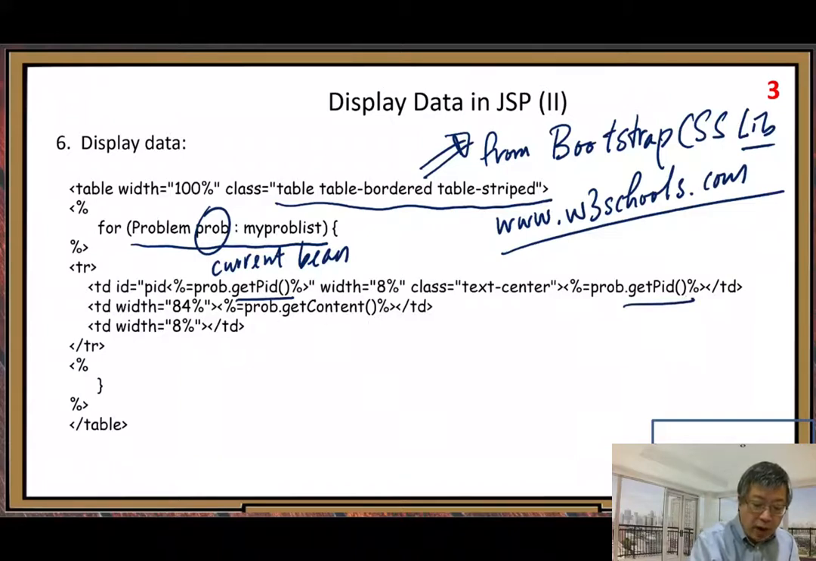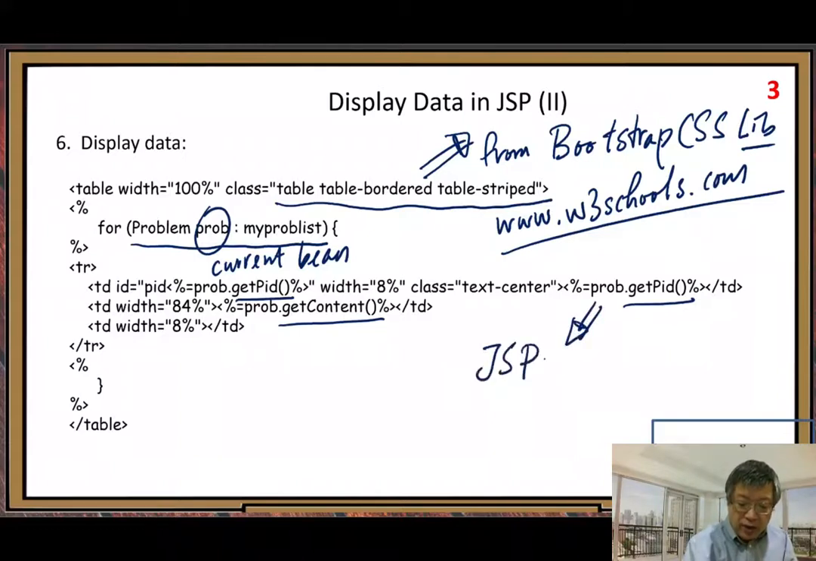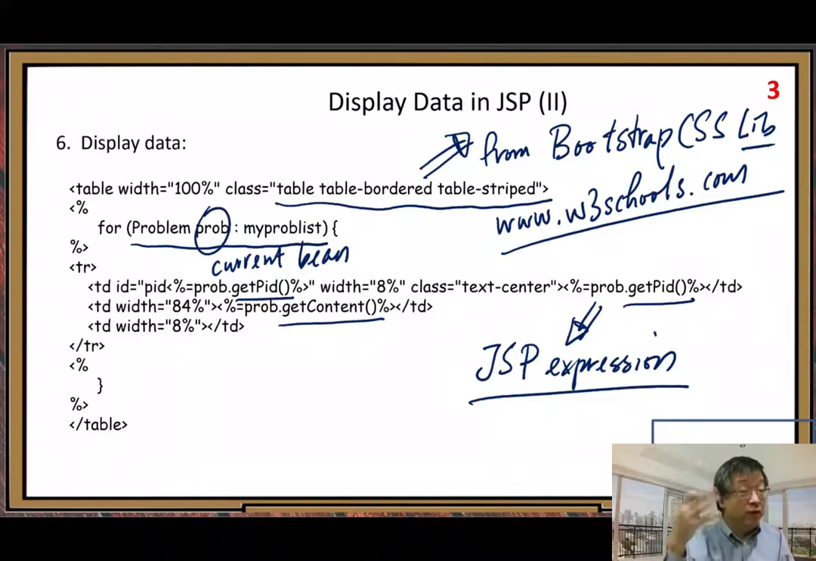Different properties from the current Java bean and display. And when you display, this is what we use, JSP expression. I will talk about JSP preparation in more detail in other parts. But here I just want to let you know this is the way we display JSP expressions. Regarding the theory, syntax, and all the details, we have other places where we can learn.